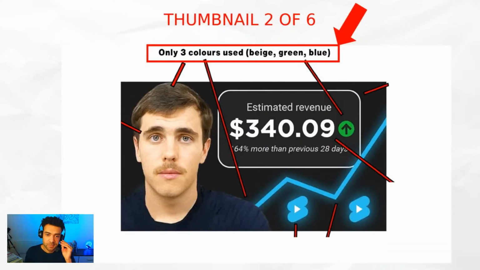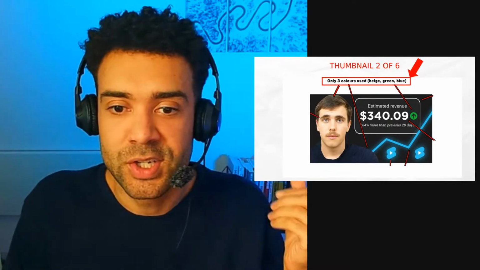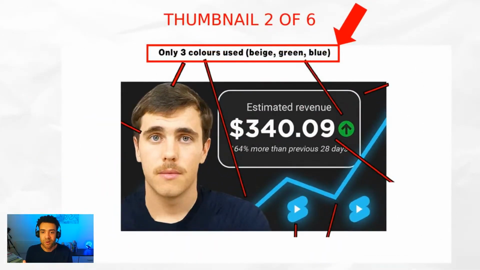So first off, this thumbnail only uses minimal colors. 3 colors in total I count. We've got the beige for the picture of the guy. We've got blue for the icons and the chart behind him. And we've got green for that icon. So minimal colors to really highlight what's important.